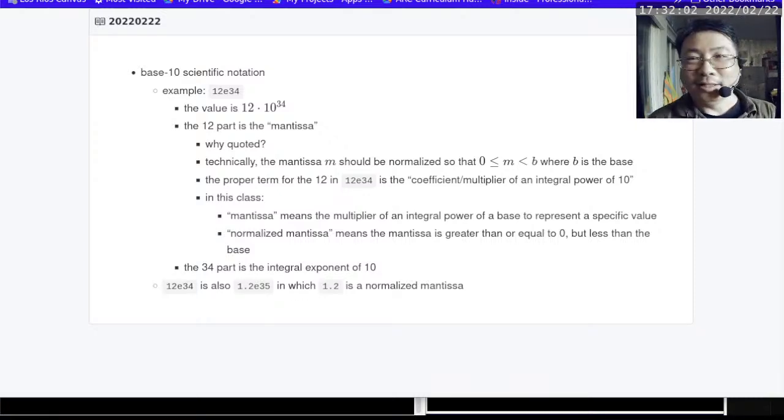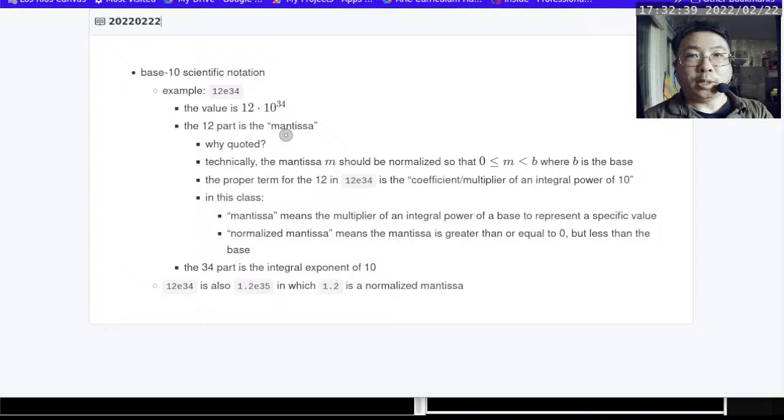Sorry about that. Anyway, this is the outline or the plan that I have written, so that I can remind myself what I need to talk about. All right, so starting from the beginning. When we look at 12E34, it is actually just representing the value of 12 times 10 to the power of 34. And this is all in base 10, because I want to make sure that people are comfortable with base 10 scientific notation before we move on to binary.